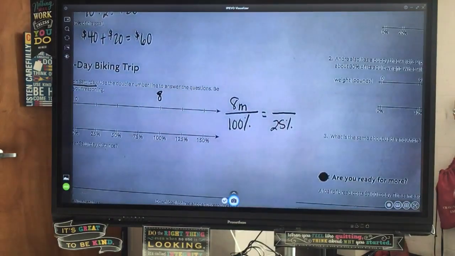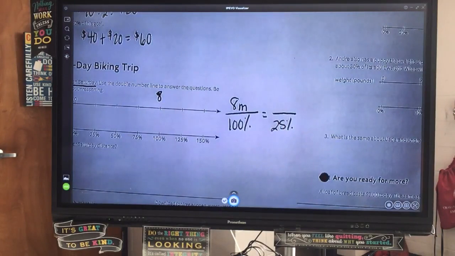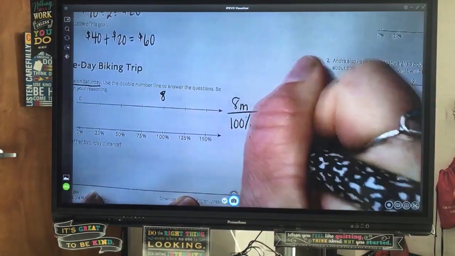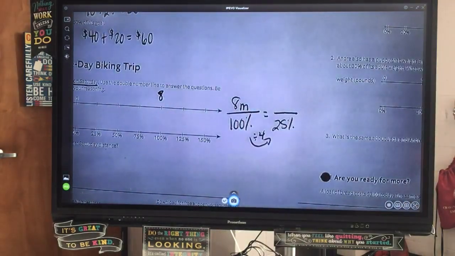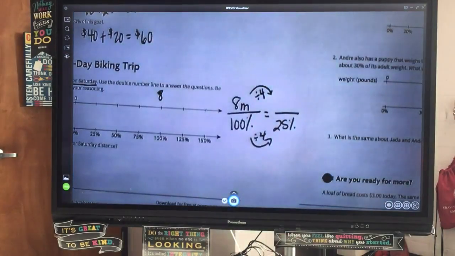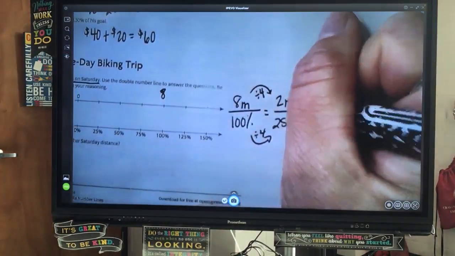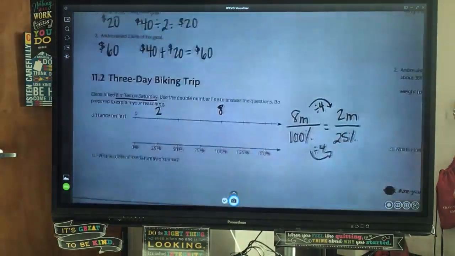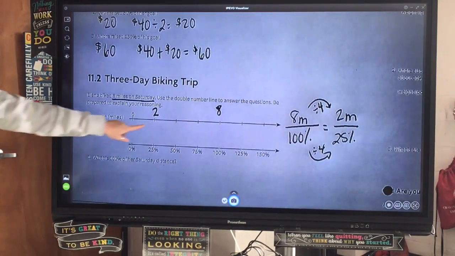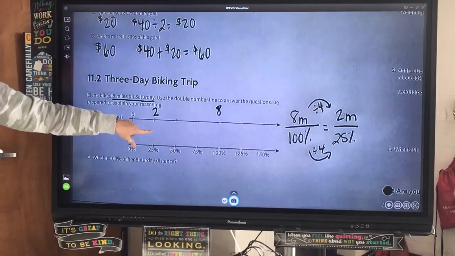And then you just treat this as unit rate in a way. How do I go from 100 to 25? What do I have to do? Ronnie. So I gotta divide this by 4, which means if I divide the bottom by 4, what must I do to the top? Gotta divide it by 4 as well. 8 divided by 4 gives me how many miles? 2 miles. All right, so we know that 25% of her ride on Saturday was 2 miles. So now, put a little 1 right here.